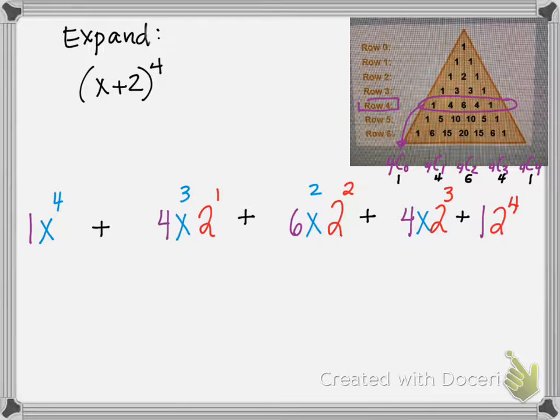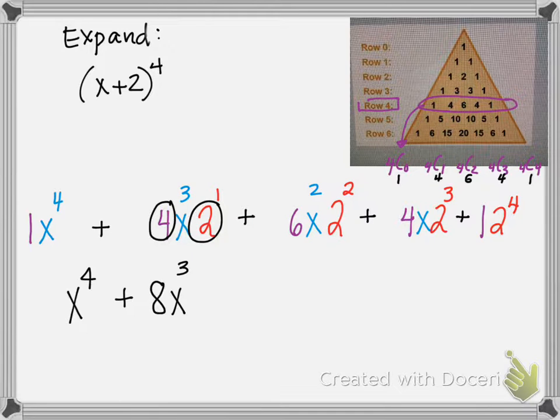So for this first term, I have 1 times x to the fourth, which is just x to the fourth. For this term, I have to take 4 and multiply that by 2, which is 8. So my coefficient is 8, and that's x to the third power. The next term, I have to take 2 and square it. So 2 squared is 4. And then I multiply that by 6. So 6 times 4 is 24. So it's 24x squared.